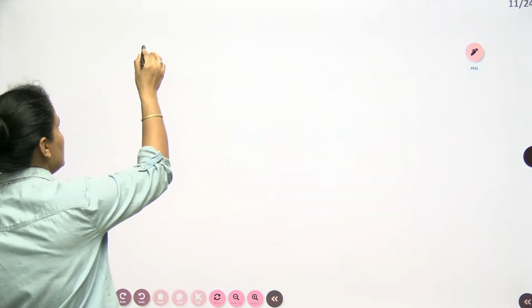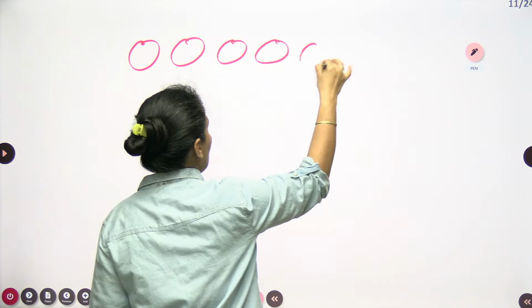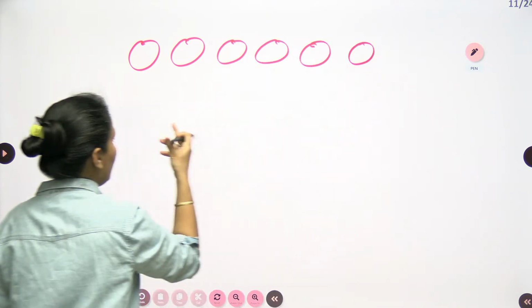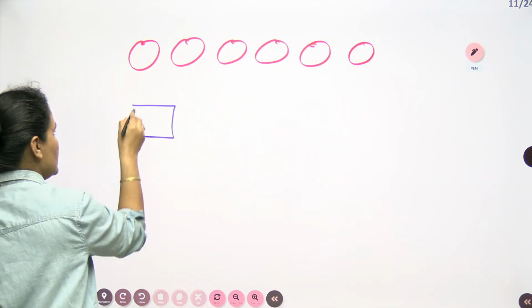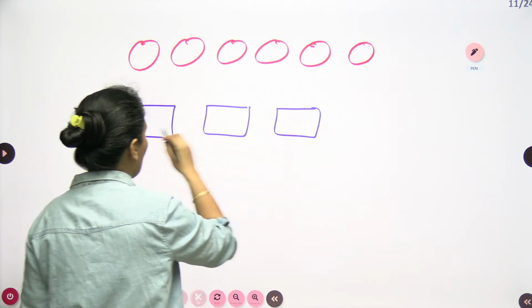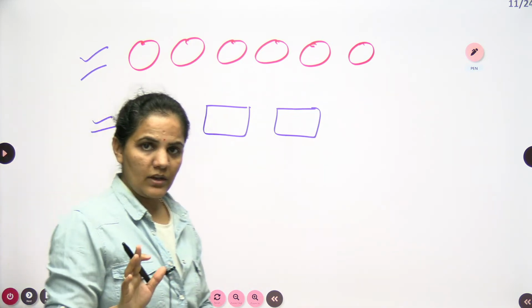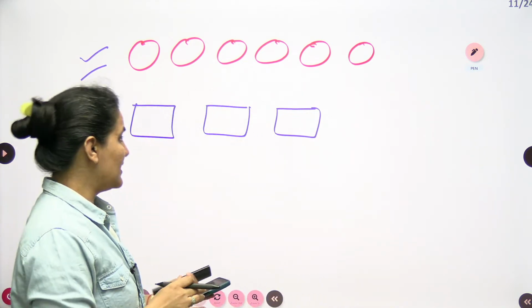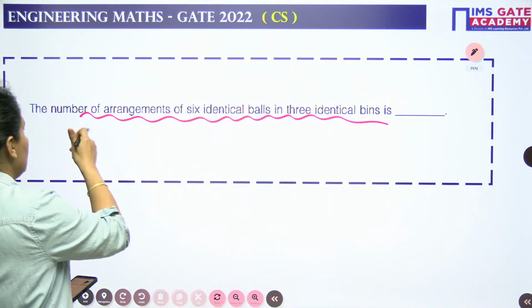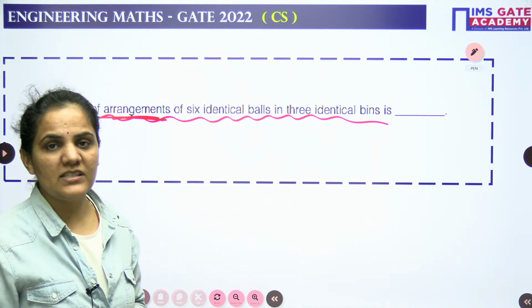You can understand it like this. You have six identical balls: 1, 2, 3, 4, 5 and 6. And you have 3 boxes. Suppose this is first, this is second and this is third, and all these 3 are identical. All these 6 are identical. So what it is asking is the number of arrangements. How many possibilities are there?